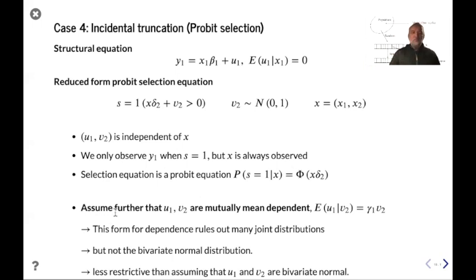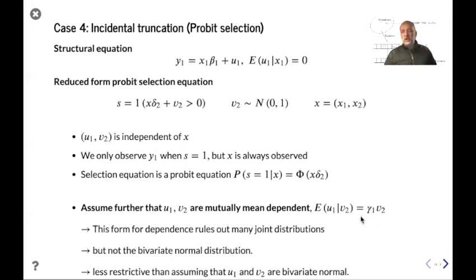Okay, and so then we assume further that these two, while they're independent of x, well, they're mutually mean dependent. Okay, so they are correlated. Okay, so you may see, and they're correlated in this particular way. So in this linear way.